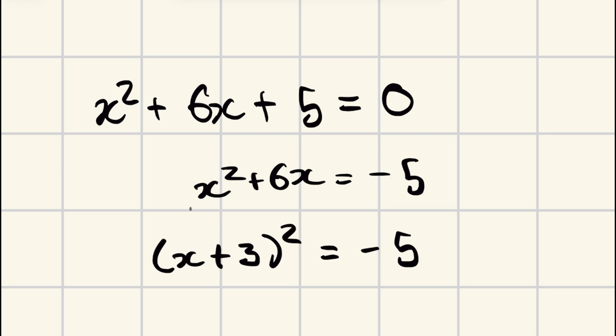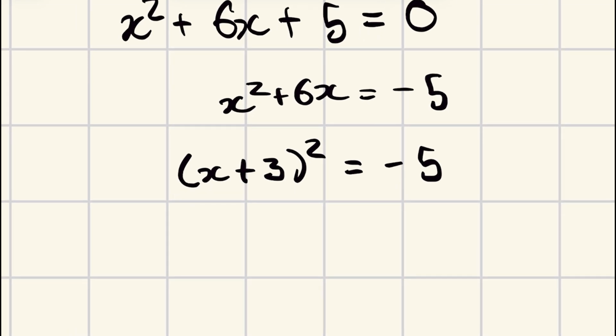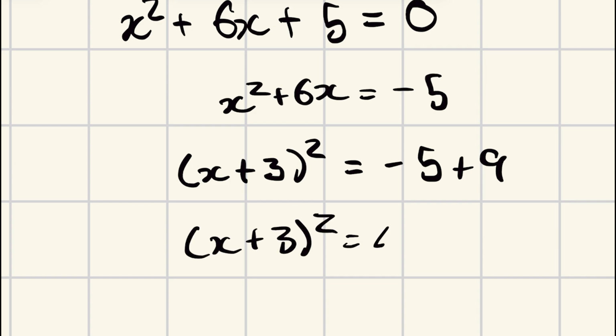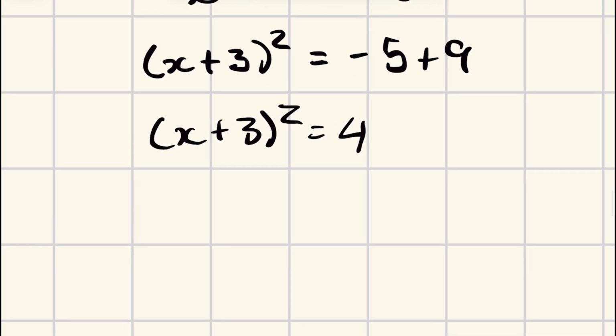Now we can't just go, again, from x squared plus 6x to x plus 3 squared, right? Because if you expand this out, you're going to get an x squared plus 6x, but you're also going to get a plus 9. So realistically, we've just added 9 to the left-hand side. So we just have to do that to the right-hand side by adding 9. So now we will get x plus 3 squared equals 4.